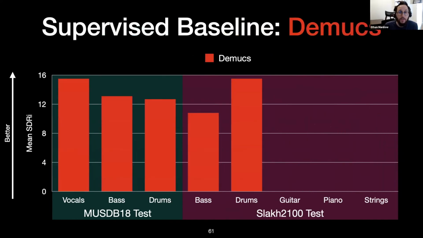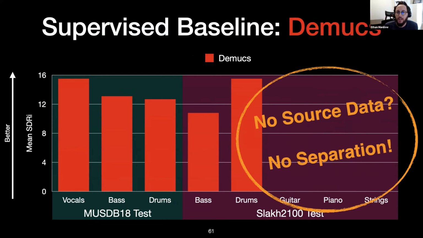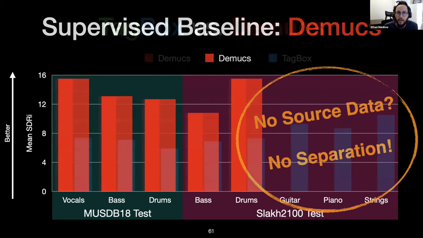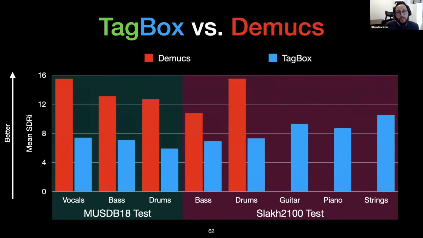Now we're going to compare TagBox to a state-of-the-art purpose-built supervised separation system, Demucs, and unsurprisingly, this does remarkably well, except when it doesn't have training data, like for the guitar, piano, or strings sources from Slakh 2100. Again, unsurprisingly, Demucs beats TagBox on all the sources that Demucs was trained on. But TagBox can provide separation estimates for all of the sources. In fact, TagBox was the only system that we tested that was able to provide source estimates for all of the sources in both data sets.